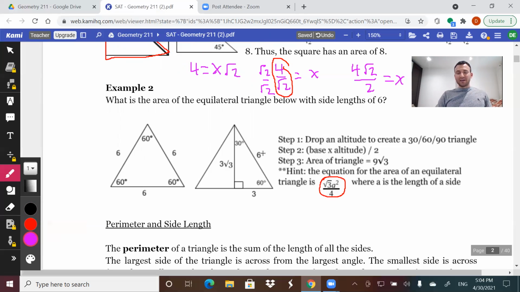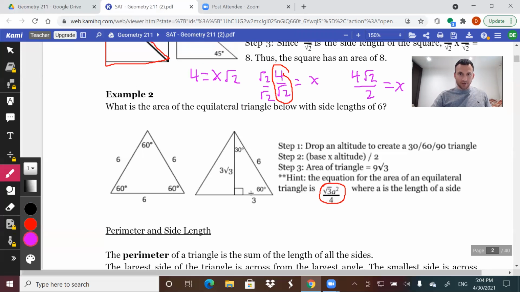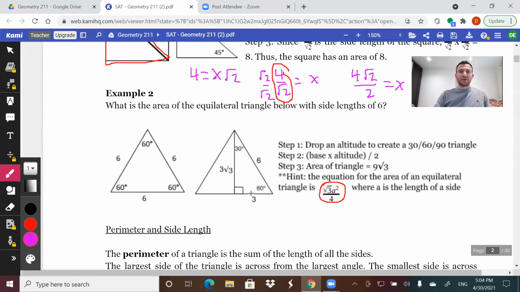Well, across from the 90 is 6. Across from the 30 is going to be half of the hypotenuse, right? That's going to be your x side. I'll just draw it. If you have a 30, 60, 90, it's going to be x, x root 3, 2x. So if 2x is 6, then we know this is 3, and we know this is 3 root 3.